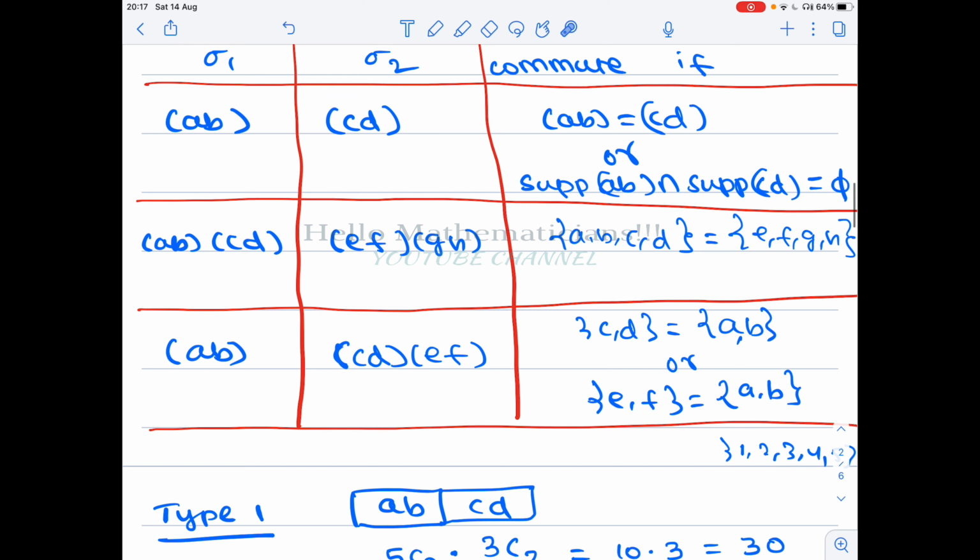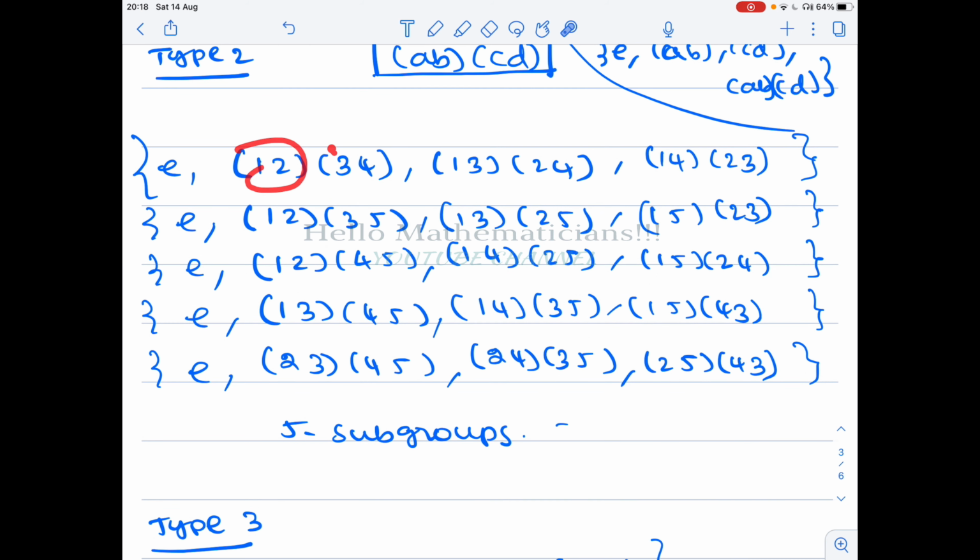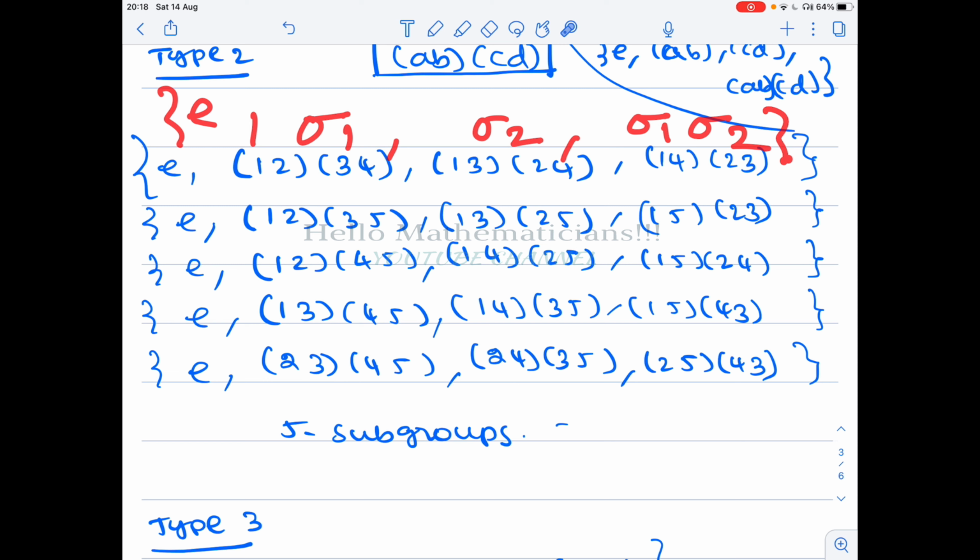But you see, when they commute, whatever elements appear here, the same elements appear here. If you set {A, B, C, D} equal to {E, F, G, H}, then only they commute. Therefore, the same 1, 2, 3, 4 you have to use here, and then these two elements will commute. So if this is 1, 2, 3, 4, you can choose this to be 1, 3, 2, 4. If this is sigma 1 and this is sigma 2, then the last element will be sigma 1 sigma 2. So E, sigma 1, sigma 2, sigma 1 sigma 2 will give us Z2 cross Z2.